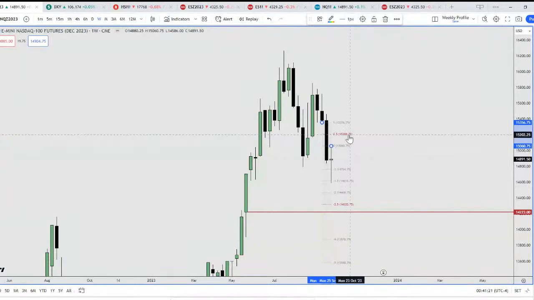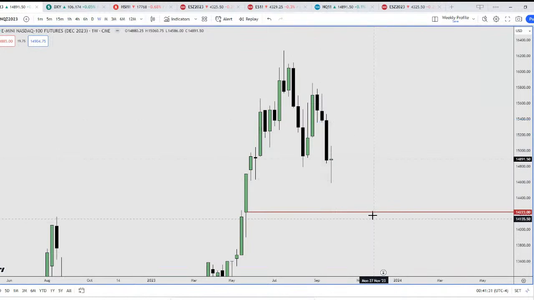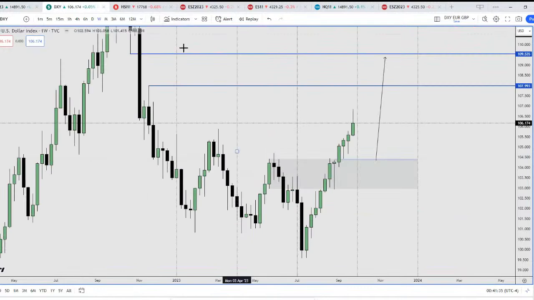Any closing candle on a weekly basis above this price, I will be sidelined, which means that would invalidate the bearish idea of going lower. Okay, so that's for the XY indices.